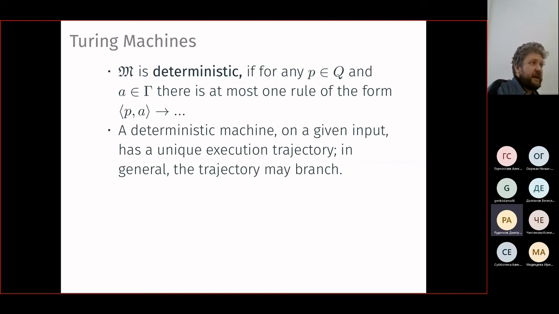Again, as we said, everything we said at the beginning of the lecture, but formalized. A concrete computational model. And in general, the trajectory may branch, because if you have two rules of this form, any of them can be applied. And there are different possible ways of computing.